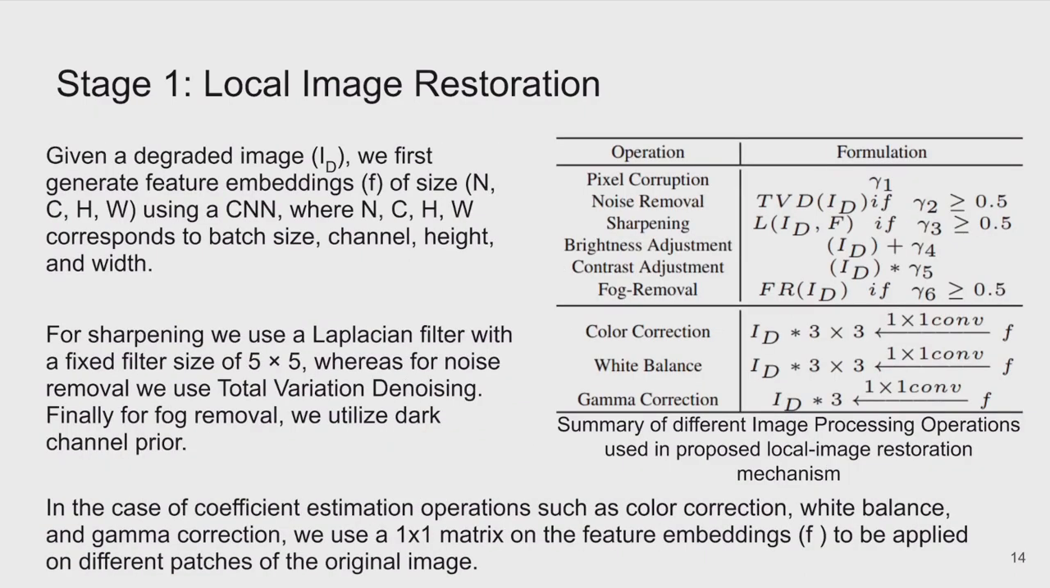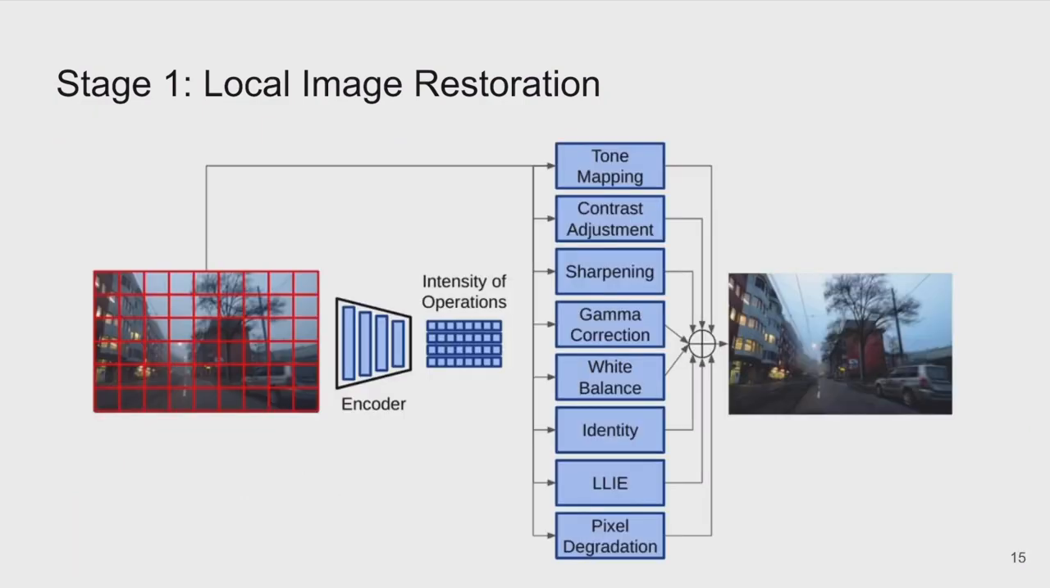Now, given a degraded image, we first generate feature embeddings using a convolutional neural network, which are then filtered for specific image processing operations. A holistic overview of the proposed algorithm mechanism is shown in this figure.